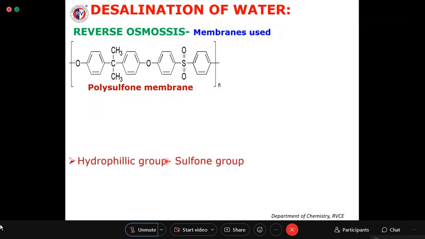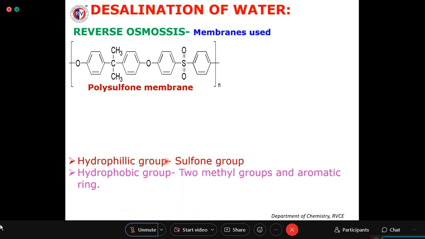So it contains a hydrophilic group. Hydrophilic means what? Water loving, water attracting. It also contains a hydrophobic group. The sulfone group is the water loving, water attracting group, because it contains polar oxygen atoms like this, right? So it attracts the water. And a hydrophobic group is a water hating group, so this rejects the water.